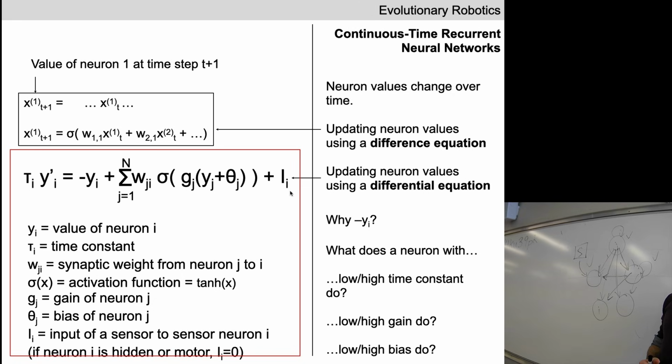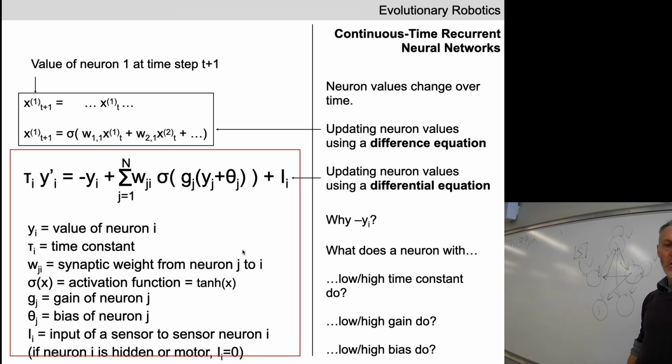We've got a single subscript here reminding us that there's a single value arriving from a single sensor to that neuron. If one of these neurons does not have a sensor attached to it, its I sub I is equal to 0. There's no external value coming in to the differential equation. So far, so good? Okay.